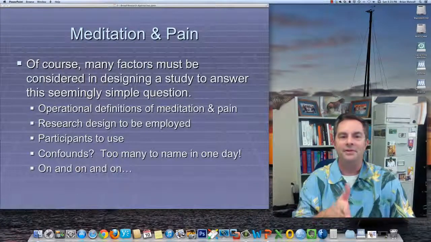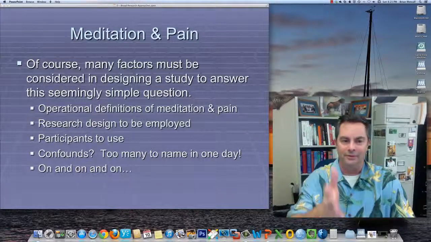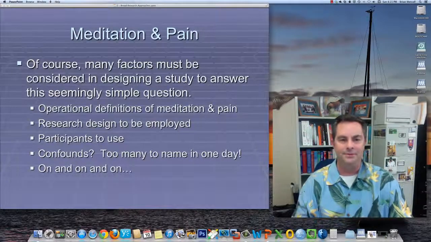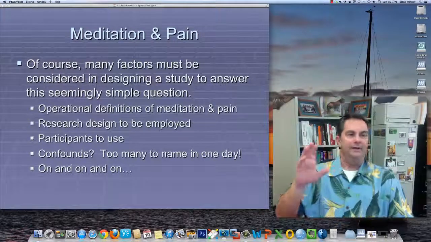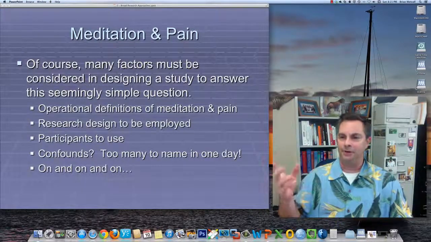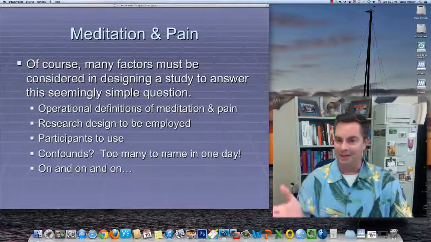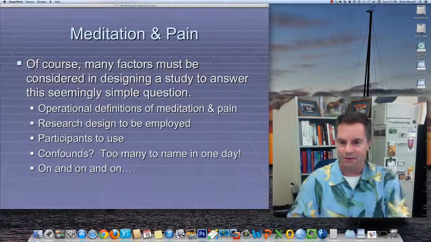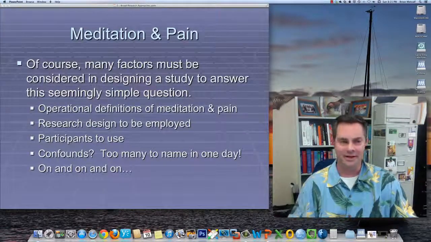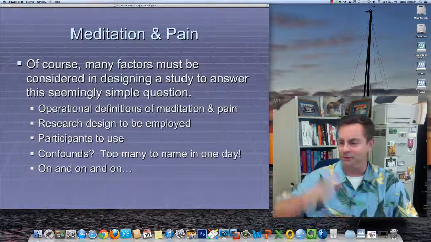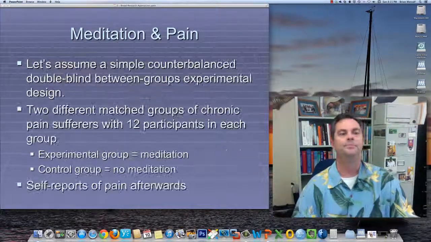All right. Well, in methods, you learn much more about the design, selecting and articulating your variables, identifying confounds, and figuring out which individual difference kind of variables, which extraneous variables you would like to include and which ones you wish to control and exclude. Okay, so let's pretend that we've got that all taken care of. We've figured out what we mean by meditation. We've figured out what we mean by pain. We've got the optimal design.